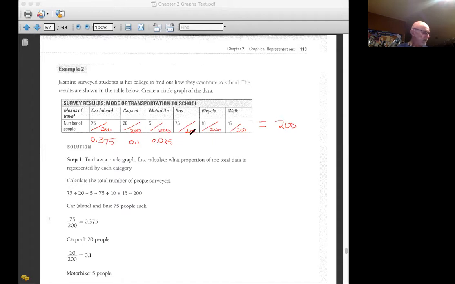0.75 divided by... oh, it's the same as this one. That's easy. 0.375. 10 is going to be 0.05. And 15 is going to be 0.075. And you can figure that out if you just look down the page even.